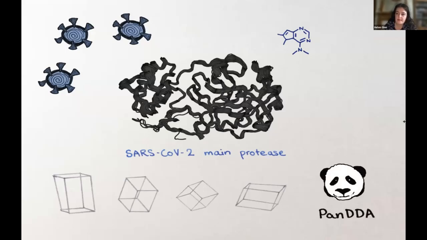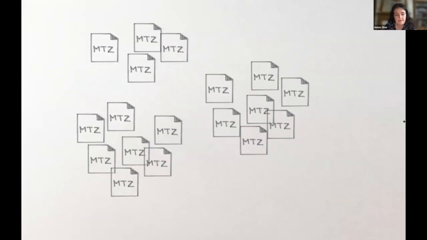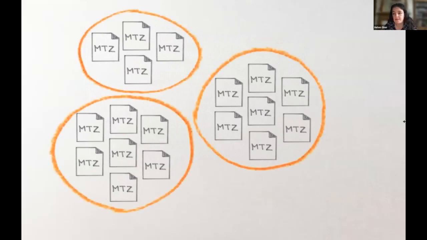What PanDDA needs is very isomorphous crystals, but unfortunately the main protease didn't produce very isomorphous crystals at the beginning. So Cluster4X was actually written as a pre-sorting stage. If we have a number of reflection lists, which I'm representing here with MTZ files, what Cluster4X was able to do was to resort them into sets which behaved in similar ways, with similar crystal contents, and then passing those sets into PanDDA separately actually produced significantly more drug hits.